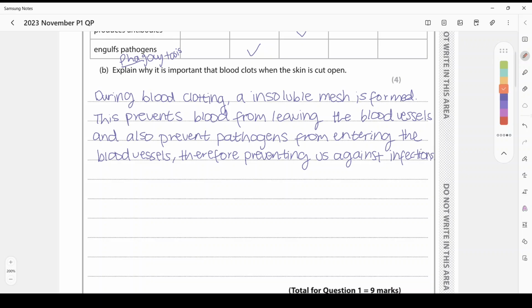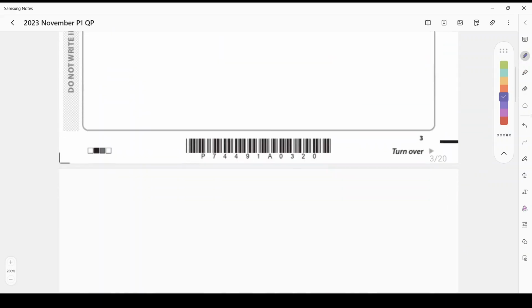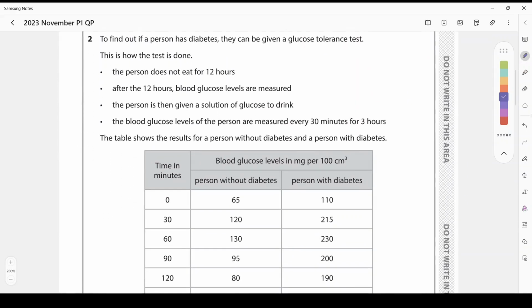All right, let's go over the marking scheme. Number 1 forms a mesh. Number 2 prevents blood loss. Number 3 prevents entry of pathogens. And number 4, and that would protect us against infections. All right, let's go on to question 2.